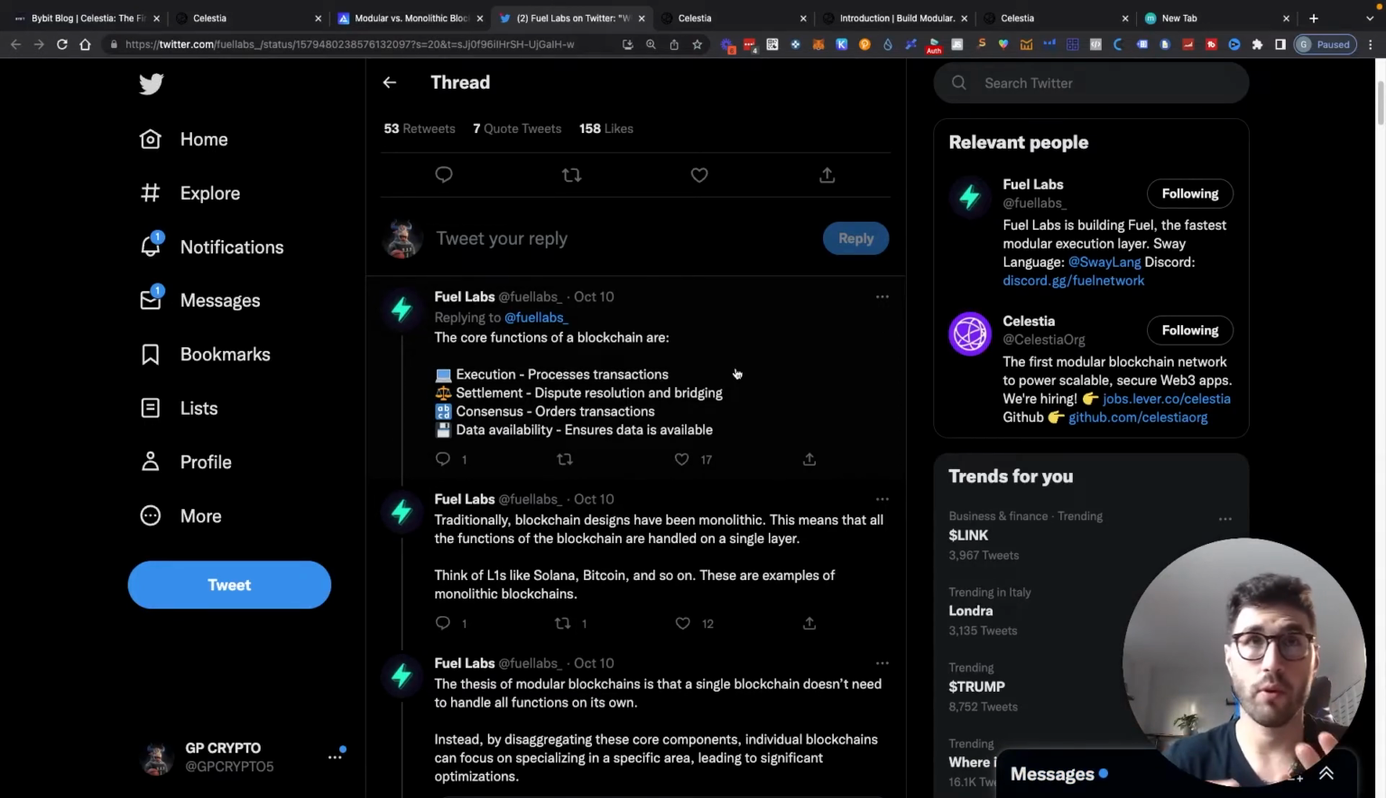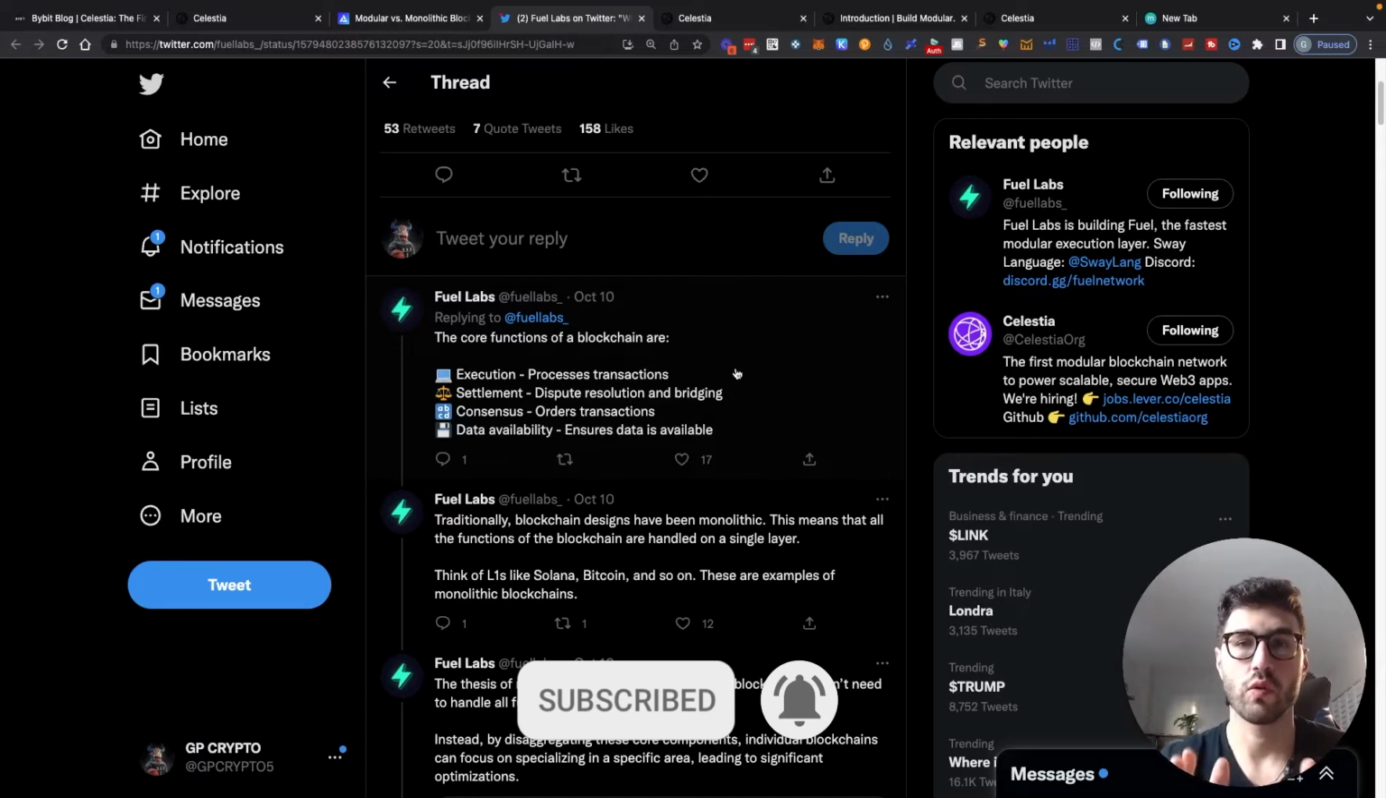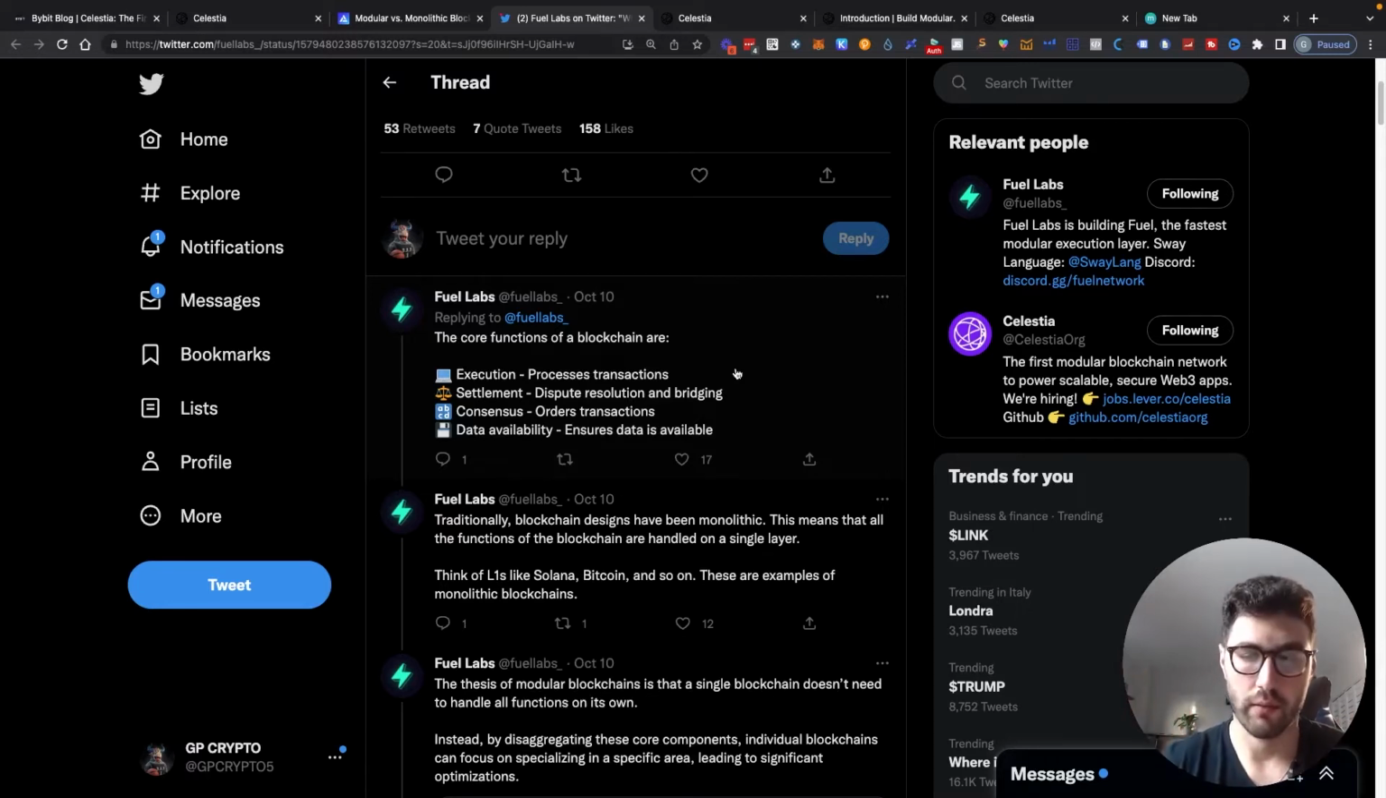So we have four components. Number one is the execution, right? How the transactions are being processed. Then we have the settlement, right? Which is the dispute resolution and the bridging of the transactions themselves. The consensus, right? How those transactions are being ordered. And then the data availability, right? What's the data availability? It's the data inside the network that is readily available to the blockchain, right?